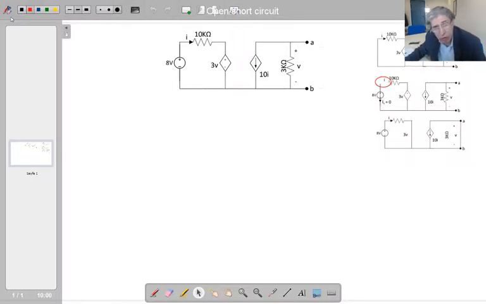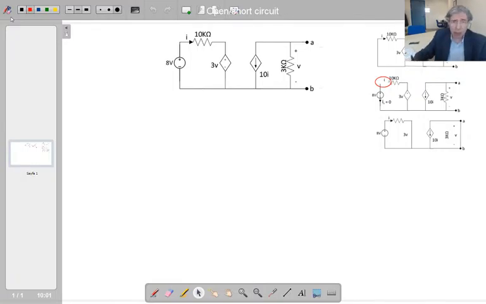Now I would like to introduce you to the terms that we use from time to time. These terms are the open circuit, short circuit, and deactivation of a circuit. These are the terms that we use quite often, on an example that will be more clear for you.